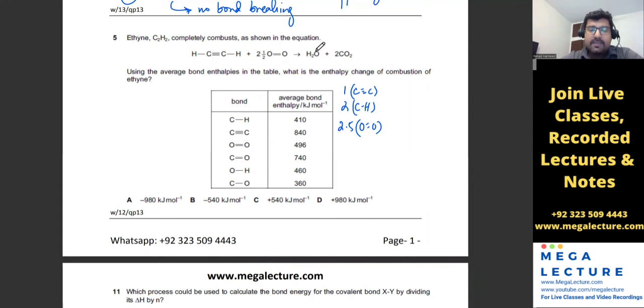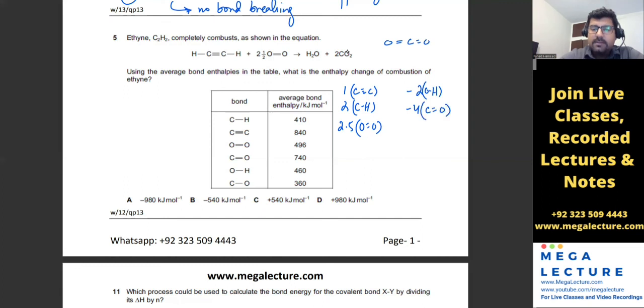How many bonds are formed? That's 2 OH bonds in water and 2 CO2s. How many bonds does CO2 have? You need to know the structure. CO2 is this thing. So that's 2 CO2s, 4 C double bond O.